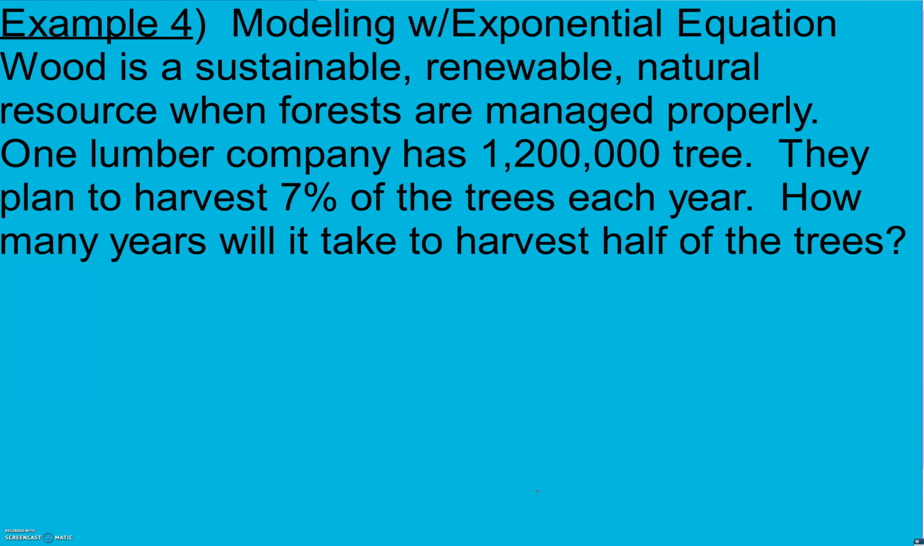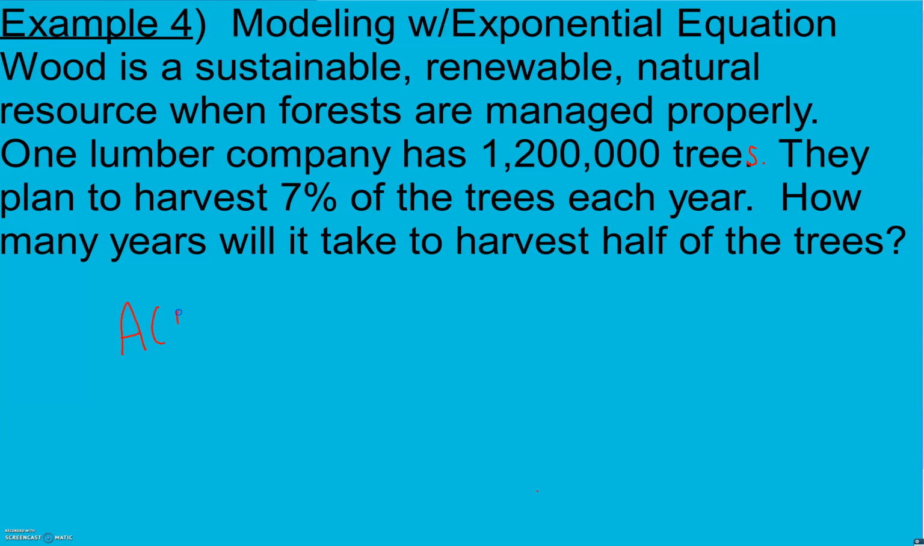Example 4 is modeling with exponential equations. Wood is a sustainable, renewable, natural resource when forests are managed properly. One lumber company has 1,200,000 trees. They plan to harvest 7% of the trees each year. How many years will it take to harvest half of the trees? So, we know where they start off.